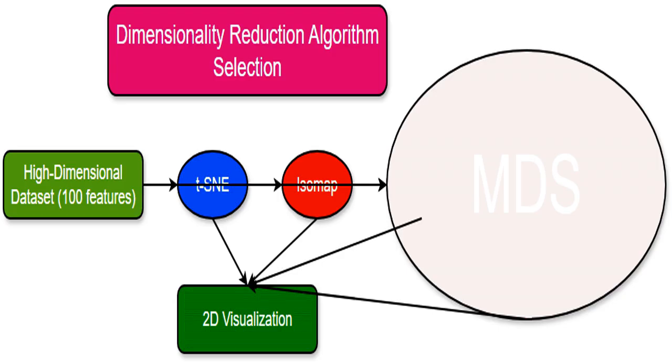MDS, or multidimensional scaling, is a dimensionality reduction technique. Classical MDS primarily focuses on linear dimensionality reduction. Think of it as finding the best way to represent data points in a lower dimension while keeping the distances between points as similar as possible to the original high-dimensional space. There are variations that can handle nonlinearity better.